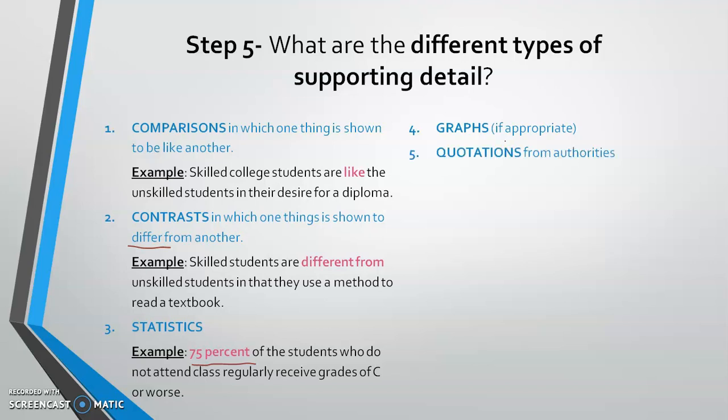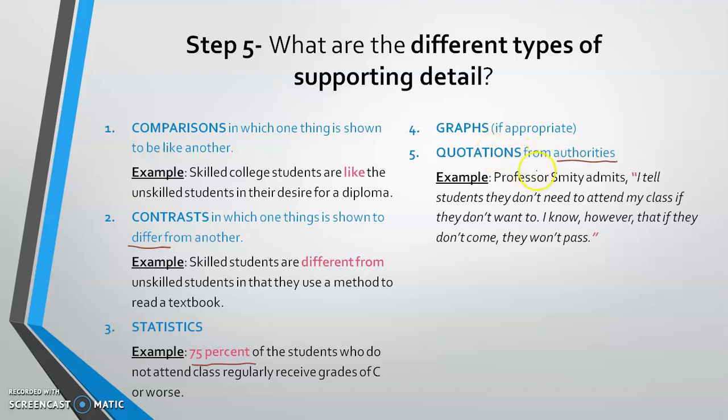5. Quotations from authorities. What we mean by authorities are people who are knowledgeable, people who know about the field or the topic they are talking about, experts. Example, Professor Smithy, he's a professor, therefore he's an authority, admits, "I tell students they don't need to attend my class if they don't want to. I know, however, that if they don't come, they won't pass, so attendance is important."